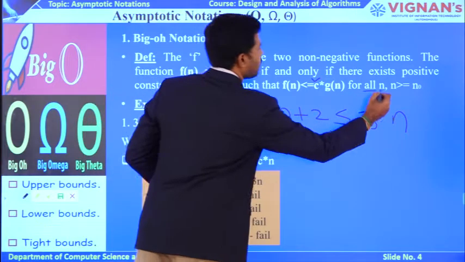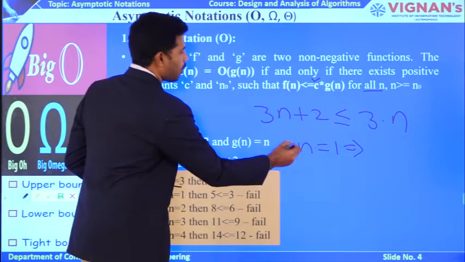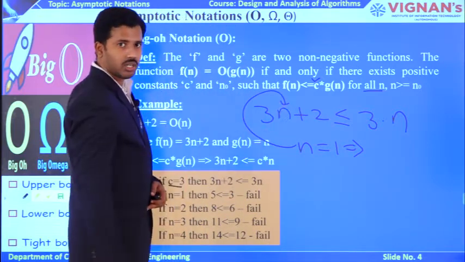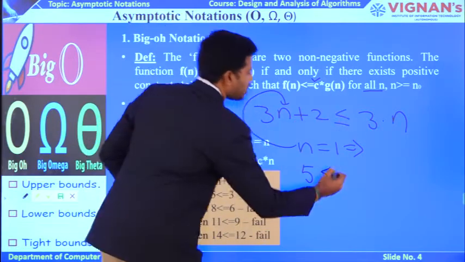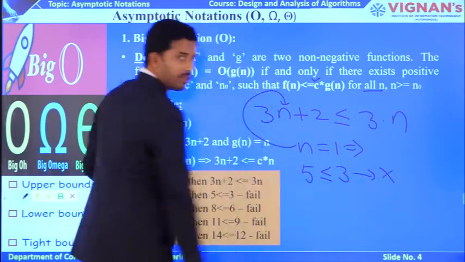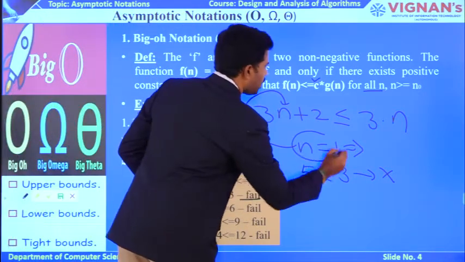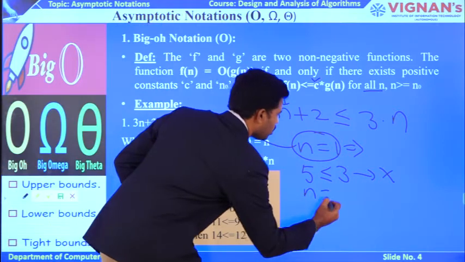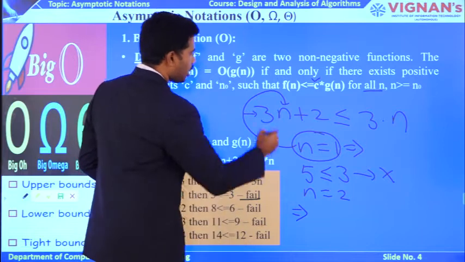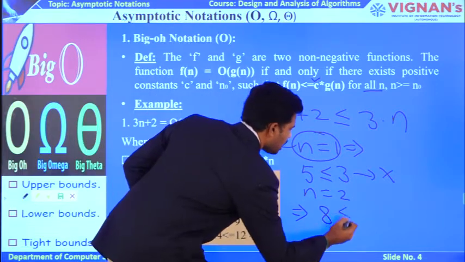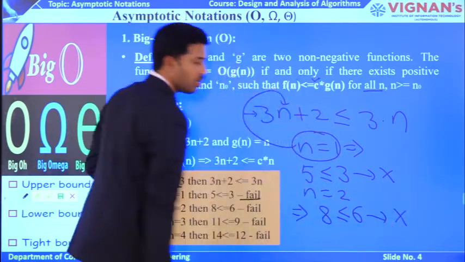Now, we try to find out what the n value is. If you take n equal to 1, substitute n equal to 1 in this relation, which gives 3 into 1, 3 plus 2, which is 5, less than or equal to 3 into 1, which is 3. So this relation fails. Since n equal to 1 is not satisfying, I am taking n equal to 2. If you take n equal to 2, the relation becomes 3 into 2, which is 6, 6 plus 2 is 8, less than or equal to 3 into 2, which is 6. Again this relation fails.